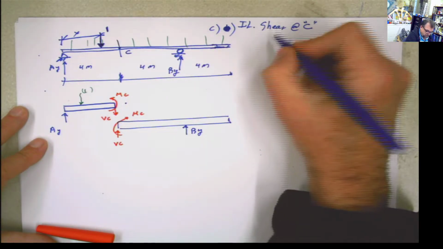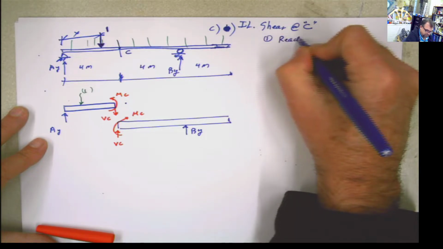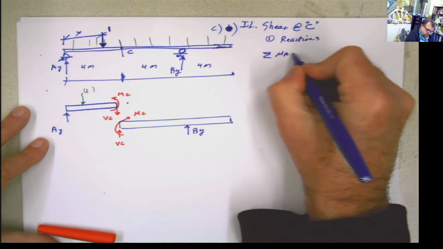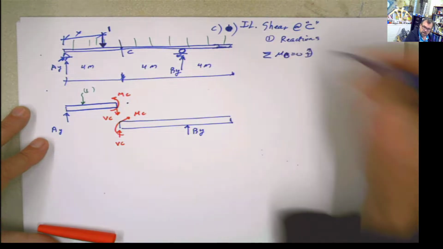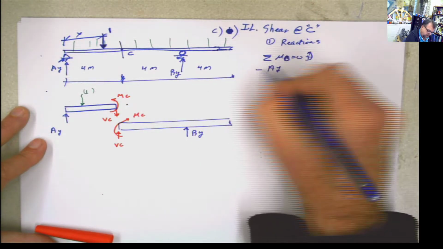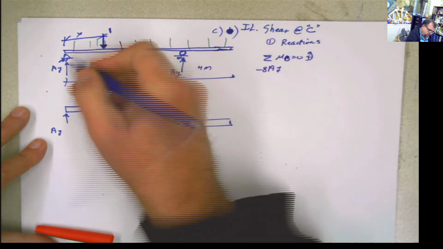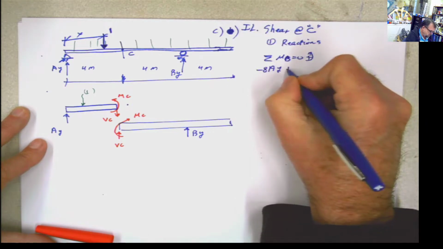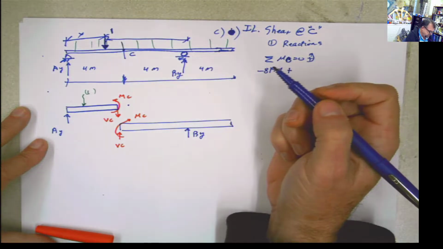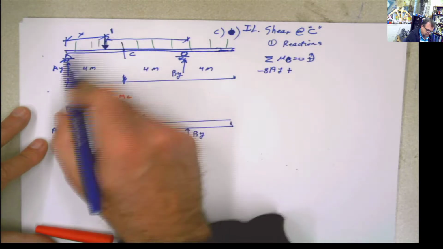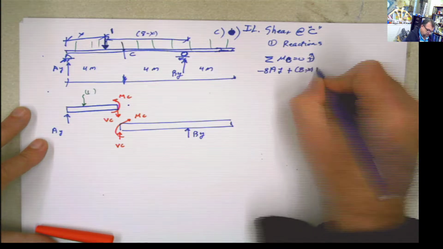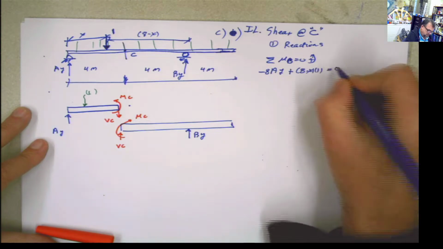So that will be the first part of this problem, calculate the reactions. Then if I do summation of moments at B equals 0, I'm going to have that negative 8 AY plus this distance, and that distance is, well, if this is x and this is 8, that distance is going to be 8 minus x, times 1, which is the load, equals 0. And then I can solve for AY.